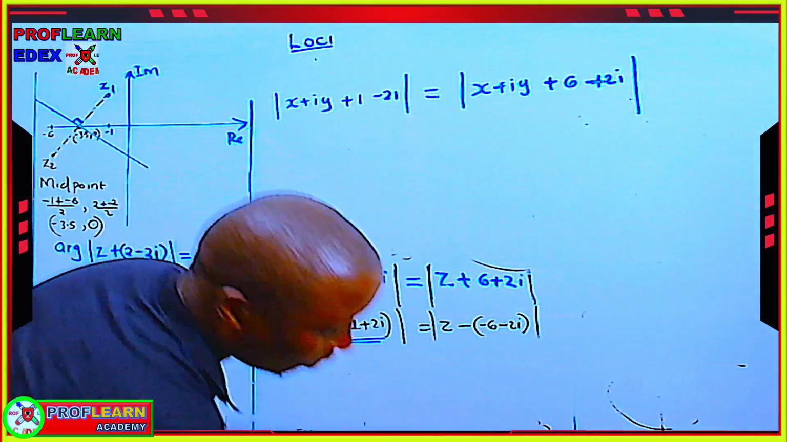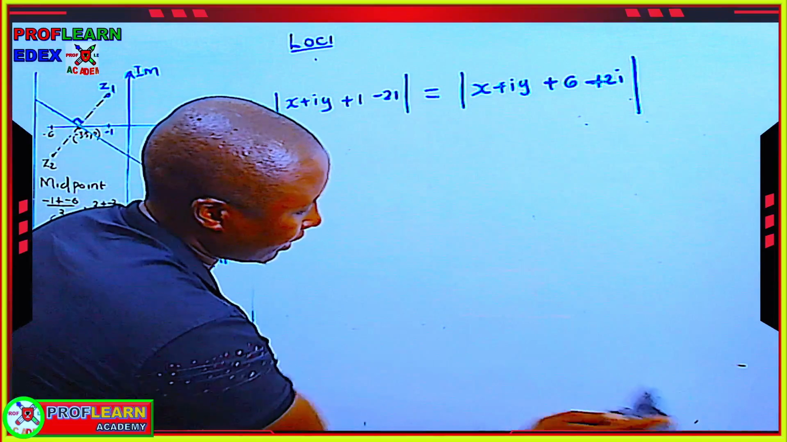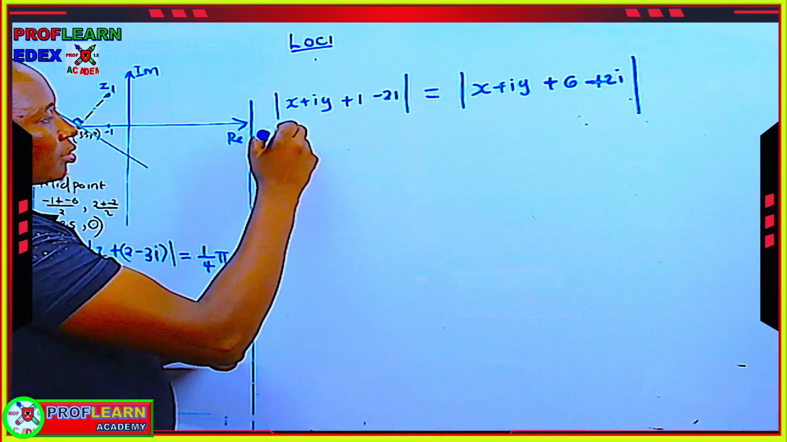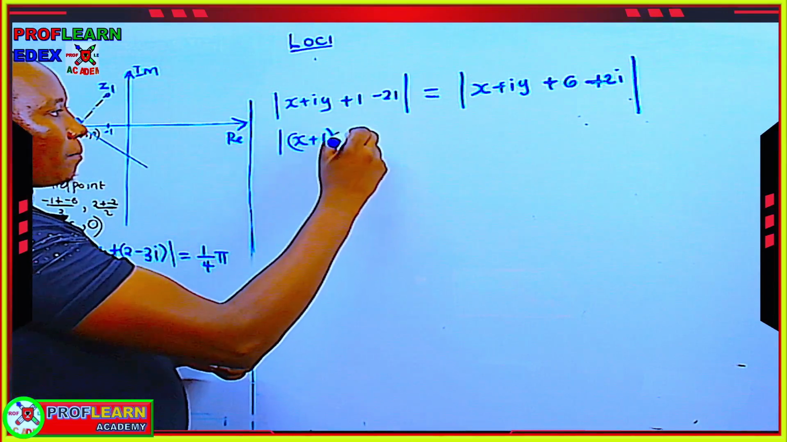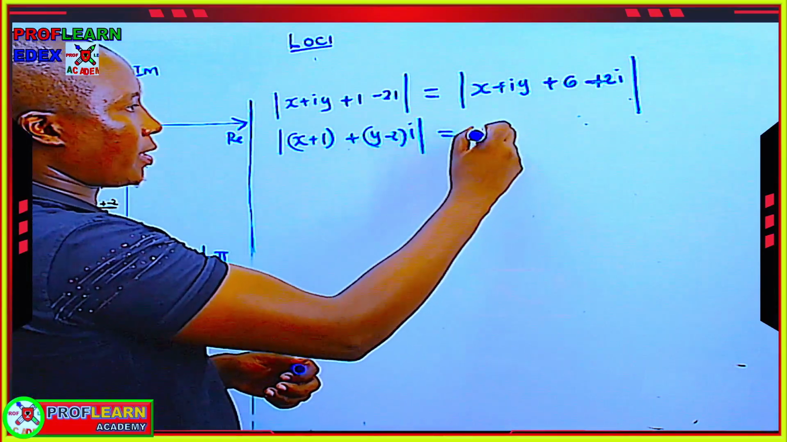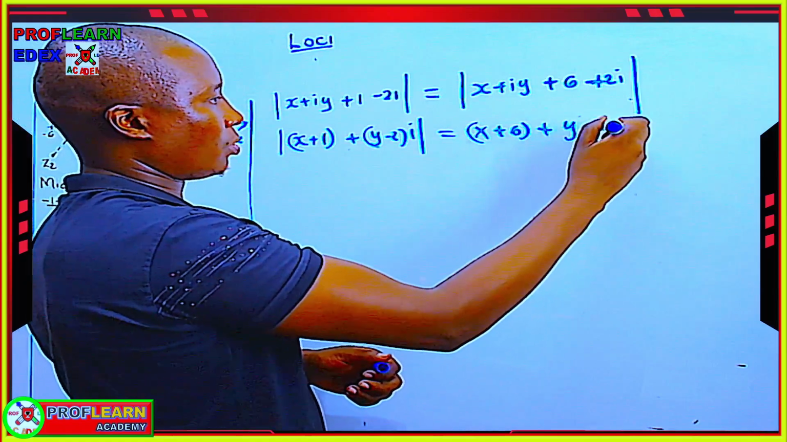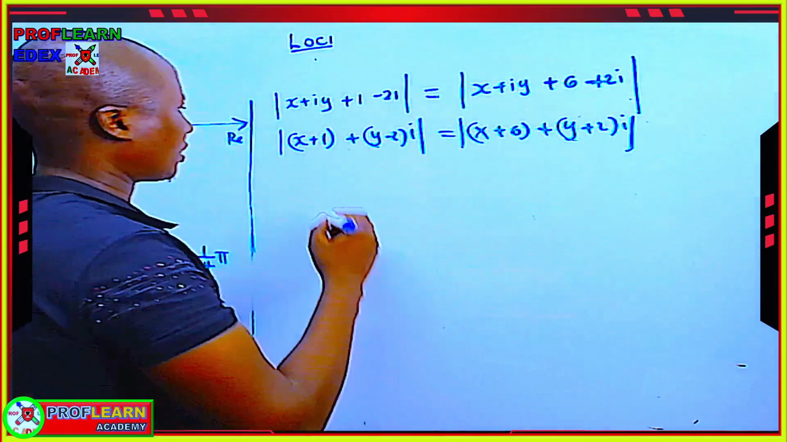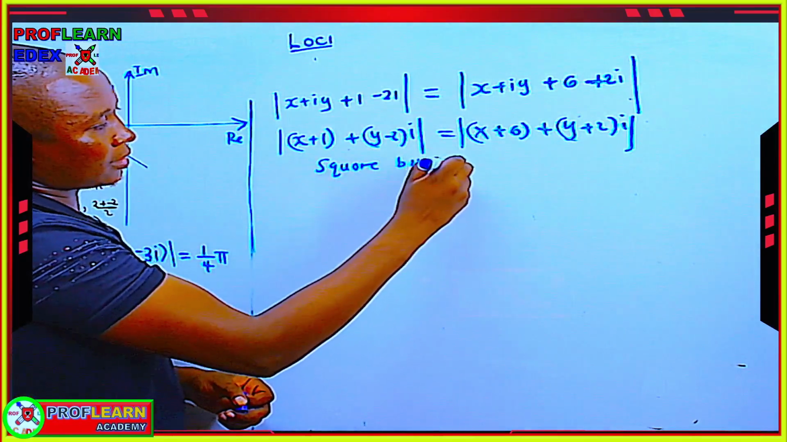So we are going to put the like terms together and then expand that by squaring both sides. So in this case, this is going to be x plus 1 plus (y minus 2)i, equal to x plus 6 plus (y plus 2)i. So if you work this out, you are now going to square both sides.